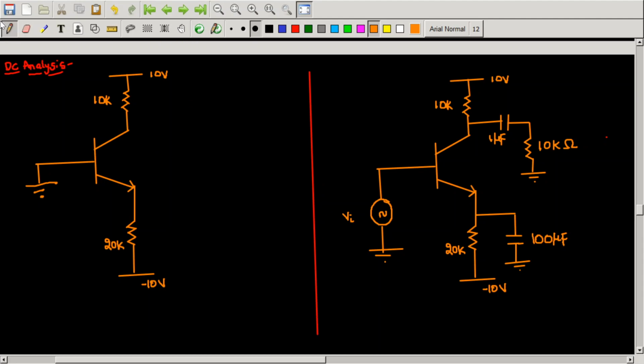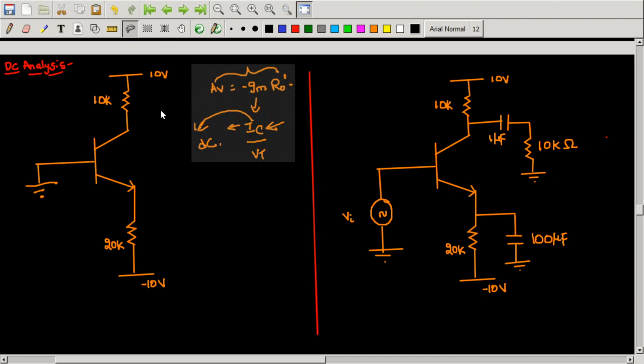Now, in DC analysis, what should I find? I should find the collector current. Why? You know that the gain of the amplifier is simply AV equal to minus GM into R0 dash for a common emitter, right? So this GM is nothing but IC by VT, where IC is the DC collector current. So in order to find the value of gain, we should find the value of IC. This IC we will be getting through DC analysis. Okay.